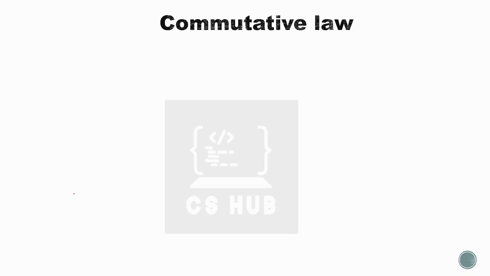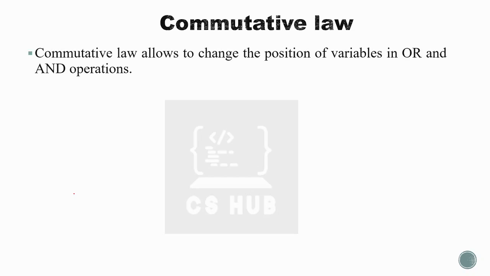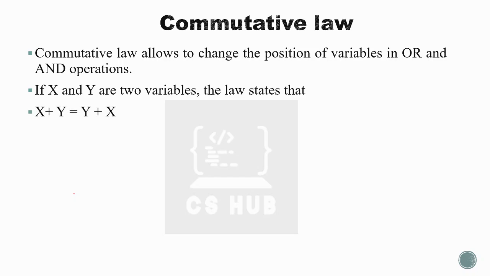Moving on to the next law, commutative law. Commutative law allows us to change the position of variables in OR and AND operators. Okay. In the operations OR and AND, we can change the order or position of variables. Suppose x and y are two variables, then this law states that x plus y is equal to y plus x. So here there is no importance in these positions. This x plus y is the same as y plus x.